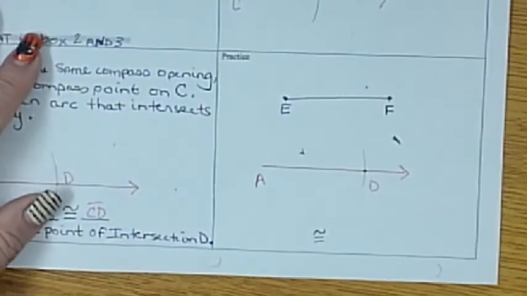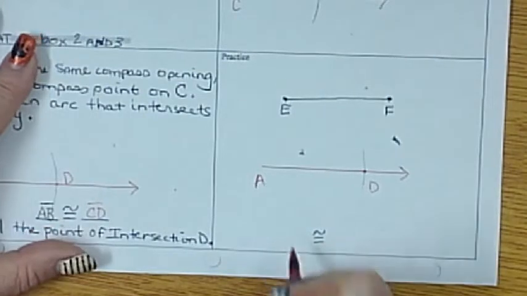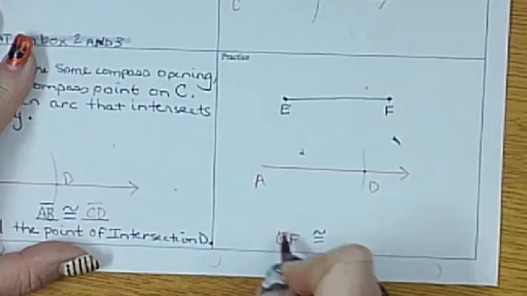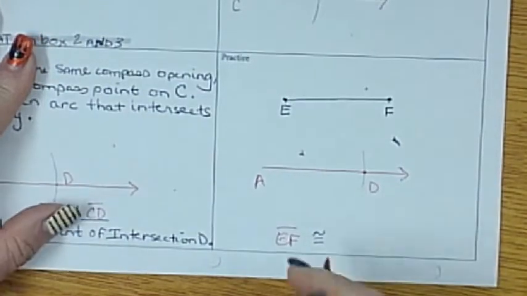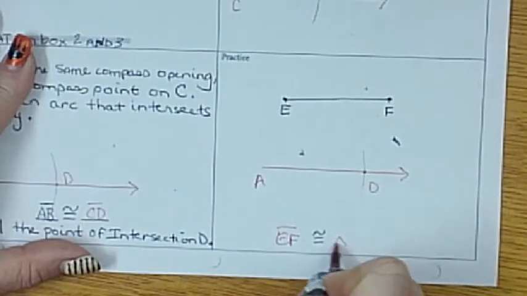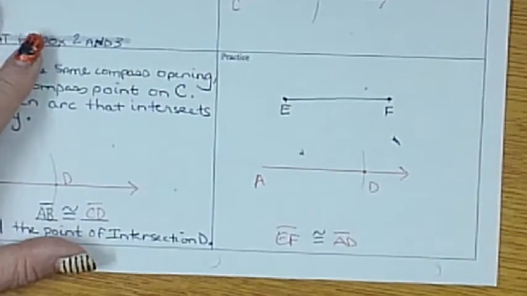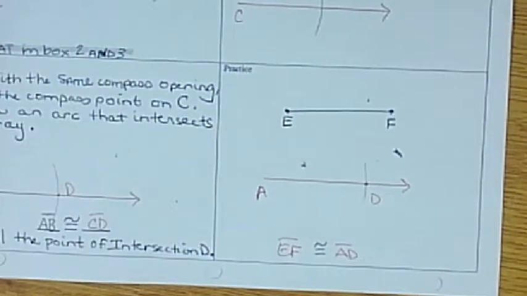Okay, and then you would write a congruency statement. So segment EF is congruent to whatever you called your segment. Easy enough so far? Okay, good.